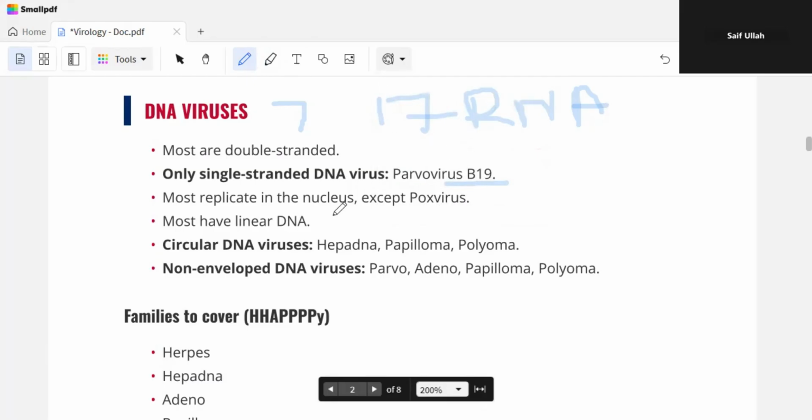it replicates outside the nucleus. So all of the DNA viruses are going to replicate within the nucleus, but since this one is the largest, it's going to stay outside and replicate in the cytoplasm. Okay, so these two are exceptions to this rule.